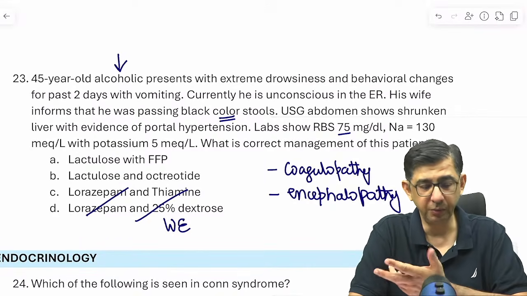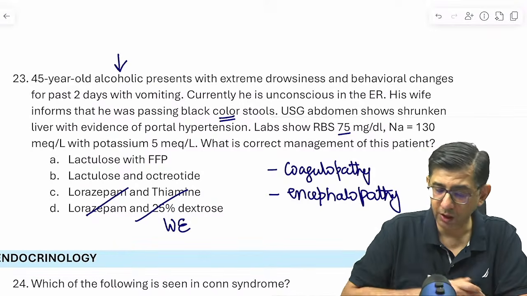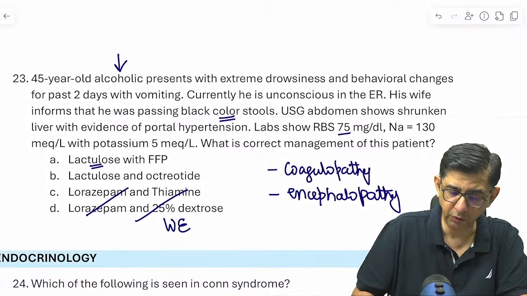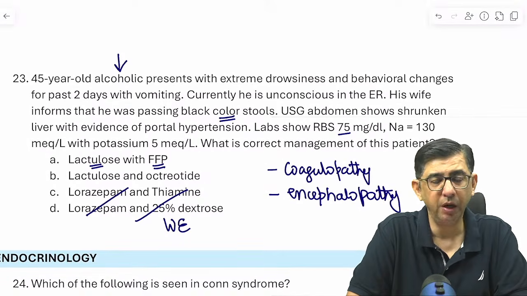Now, why that is happening is because the guy is bleeding internally. So I need to give lactulose. Lactulose will take care of the hepatic encephalopathy, and fresh frozen plasma will take care of the coagulopathy in the patient. A close option is B.